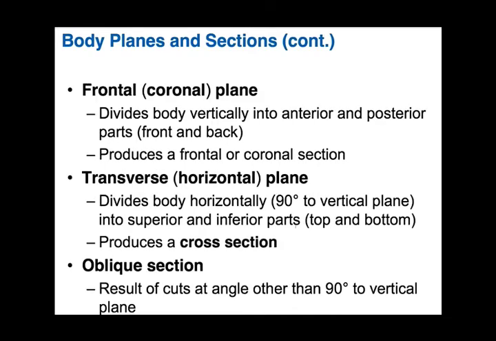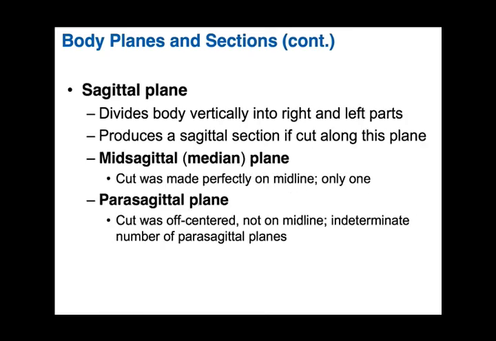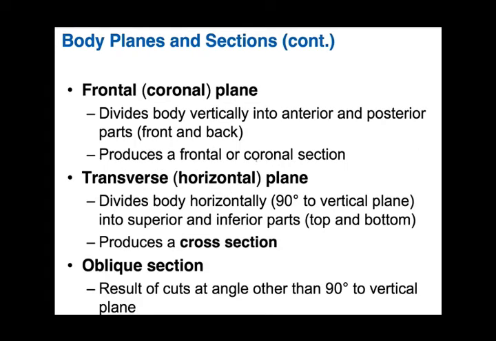You can say the midsagittal plane, where the cut was made perfectly on the midline. When the cut is exactly through the midline and the body is cut into exact halves, it is called the midsagittal. The parasagittal plane is the term used when your cut was off-center and not on the midline, and there may be an intermediate number of imaginary parasagittal planes. So it may not lie exactly in the middle, and the body may be cut vertically into right and left parts away from the midline.